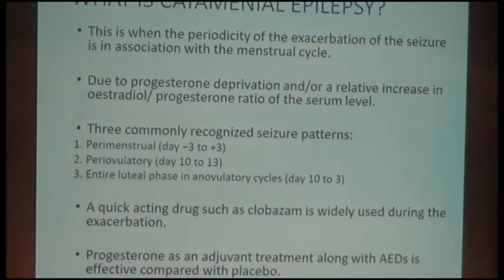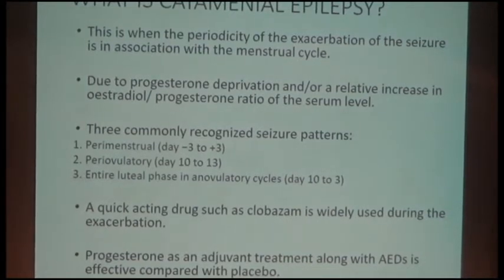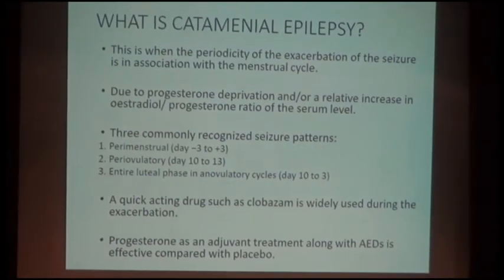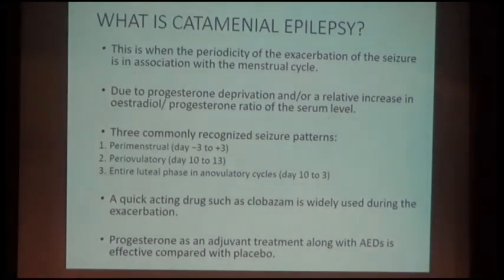Why is this important? It's important for us to tailor the AEDs, because we can always increase the medication during that period because it's predictable. Or we can use what we call short-acting anti-epileptic drugs such as clobazam to tailor their seizure control. So you need to have that knowledge, so you need to analyze the seizure frequency versus their cycle, and then see, okay, are they clustering around a certain period of the month?